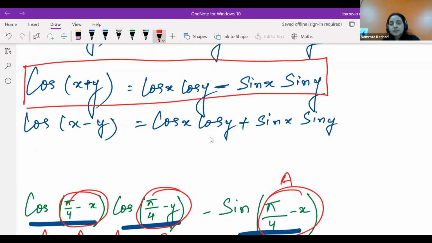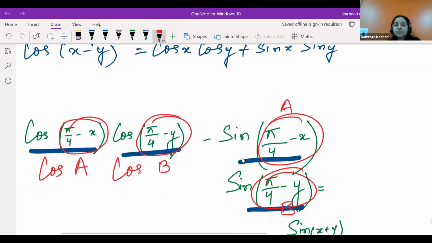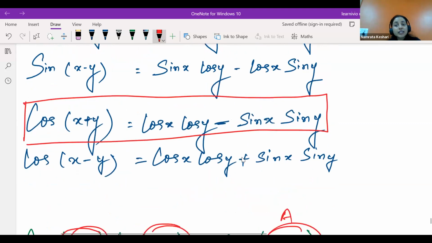Yes, ma'am. Yes, we can. Okay. In terms of x and y, the formula is there. X and y can be anything. It can be a, b. x can be pi by 4 plus theta, y can be pi by 4 minus theta. It can be anything.